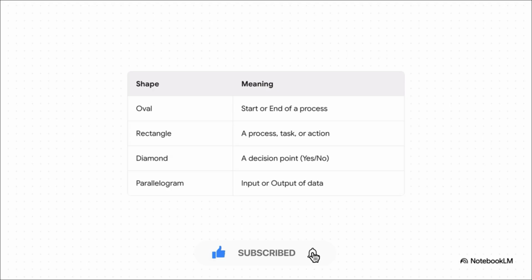Ovals mean start or end. Rectangles are for actions, do this. Parallelograms are for getting input or showing output. And then there's the big one, the diamond. That's where a decision happens.